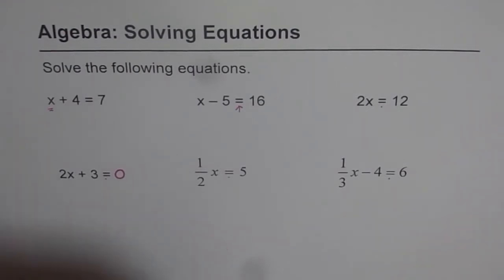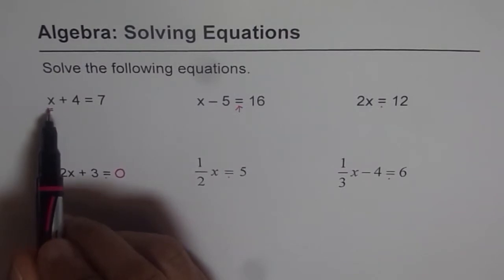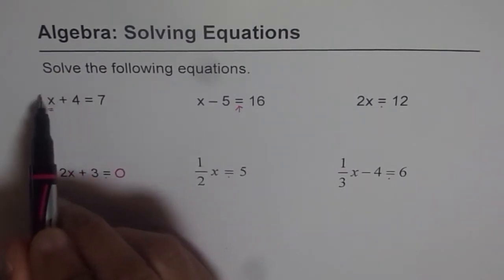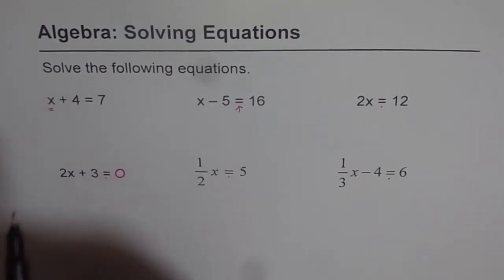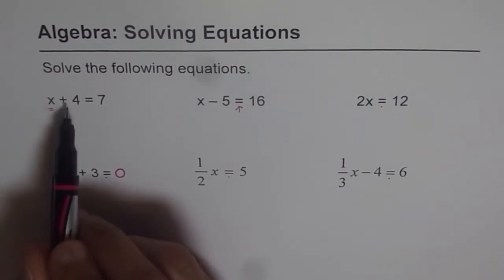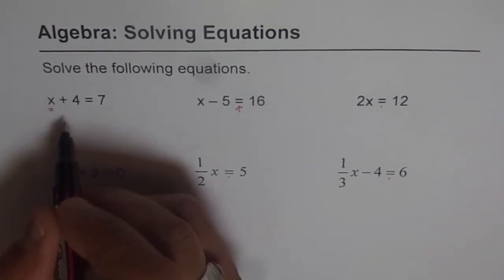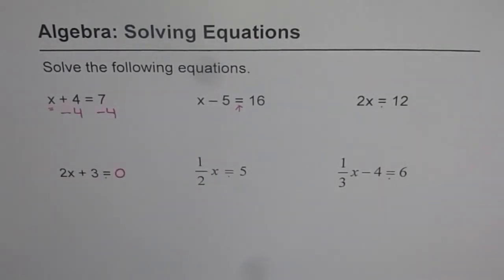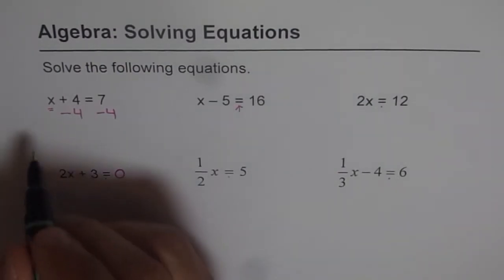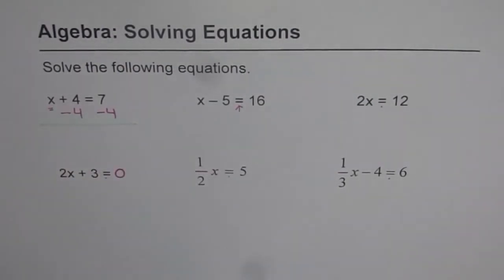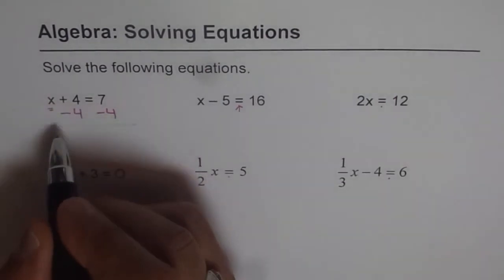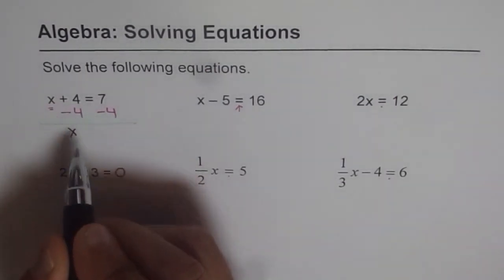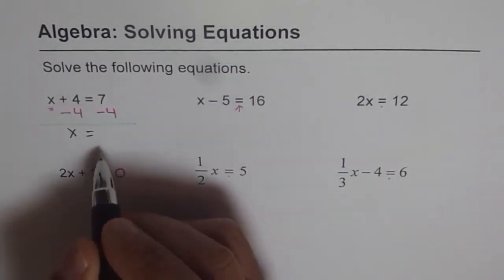What we do is we isolate x. We just get rid of everything else from this side but x. Now here what do we have? x plus 4. To get rid of 4, we will do minus 4, right? So we'll do minus 4 both sides. Once we do minus 4 both sides, what do we get? That is what we'll try to see. Okay, so what do we get? We get x here, right? 4 minus 4 is 0 and 7 minus 4 is 3.